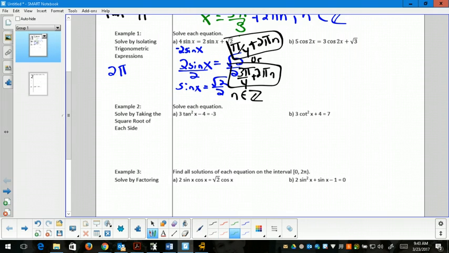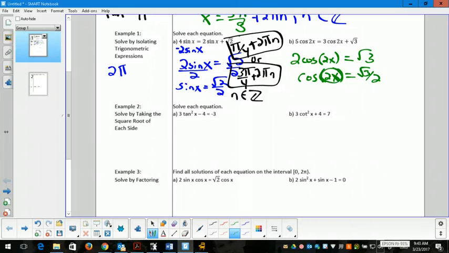All right, here we go. 2 cosine of 2x. That's inside the cosine function, so I can't do anything with that yet. Equals the square root of 3. When you divide by 2, cosine of 2x equals square root of 3 over 2. So you're treating this as your angle right there. Now it's not going to be your final answer, but the angle is 2x right now. So where does that angle happen to give us square root of 3 over 2? Pi over 6 and 11 pi over 6.